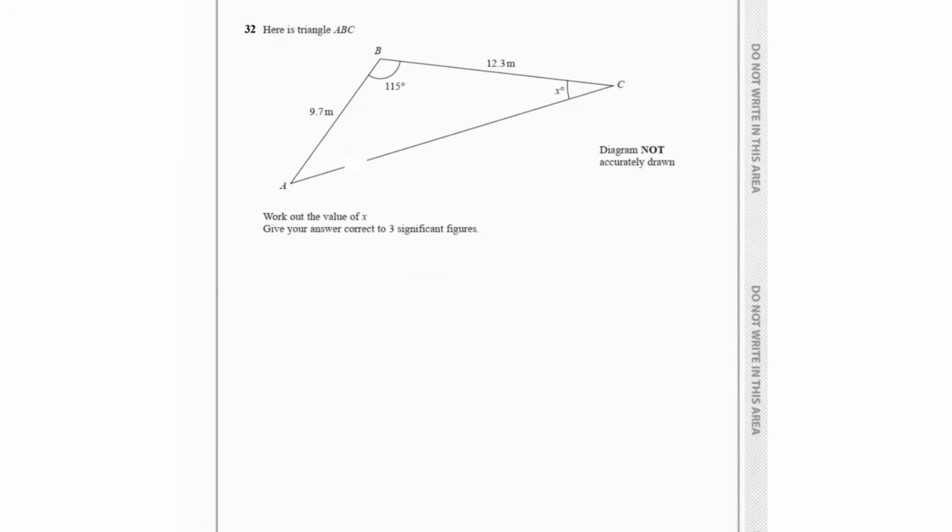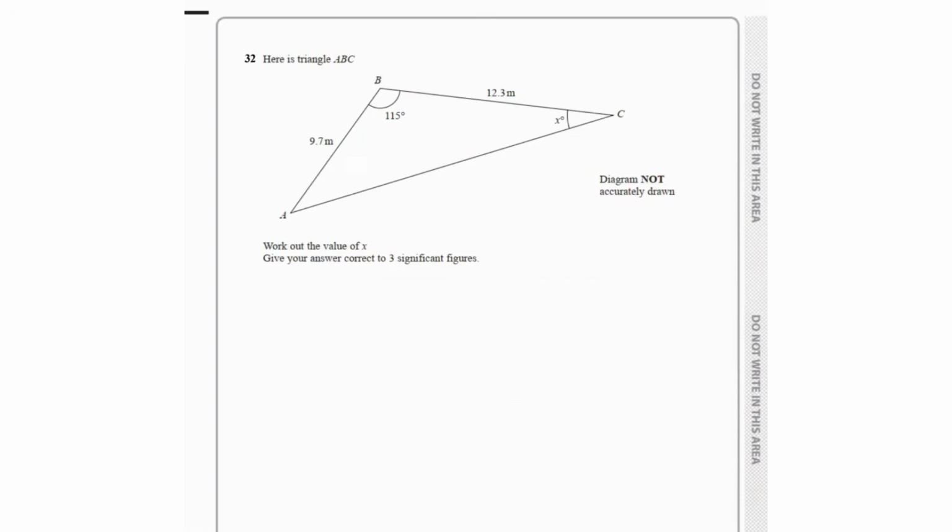Then sine rule and cosine rule. So it says here's a triangle ABC. Work out the value of x, giving answer correct to 3 significant figures. So you need to know when to apply sine rule and cosine rule. Yes, sine rule and cosine rule are going to be given to you in the formula sheet. You need to memorize them, but you need to know the conditions when they're applicable.